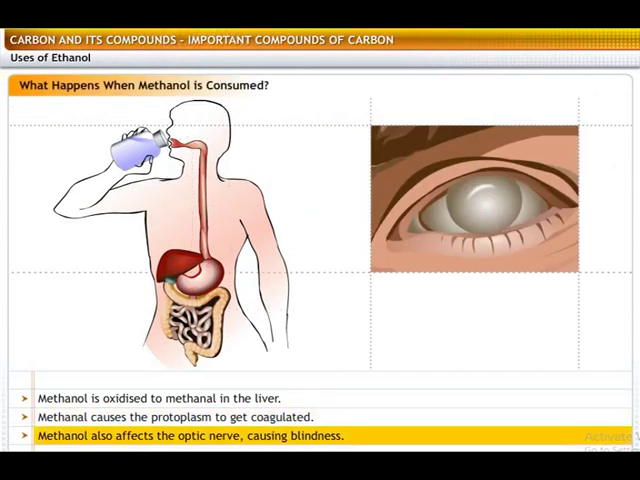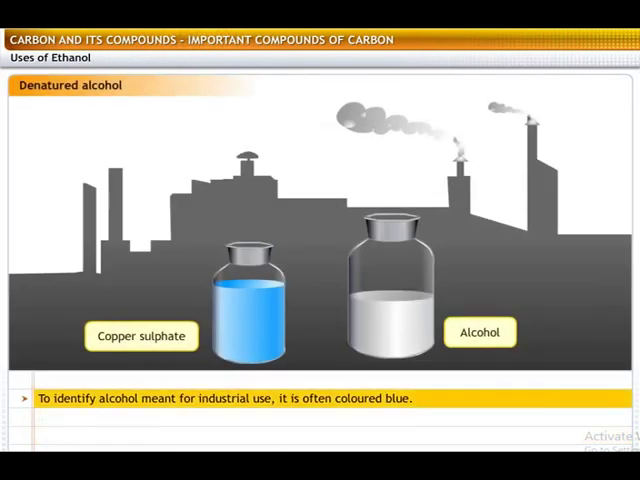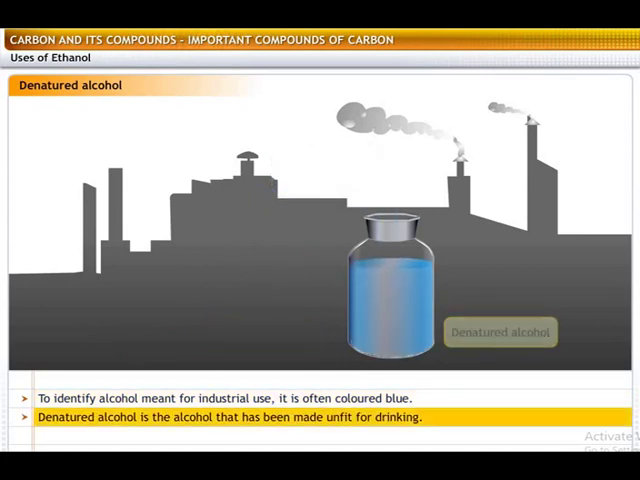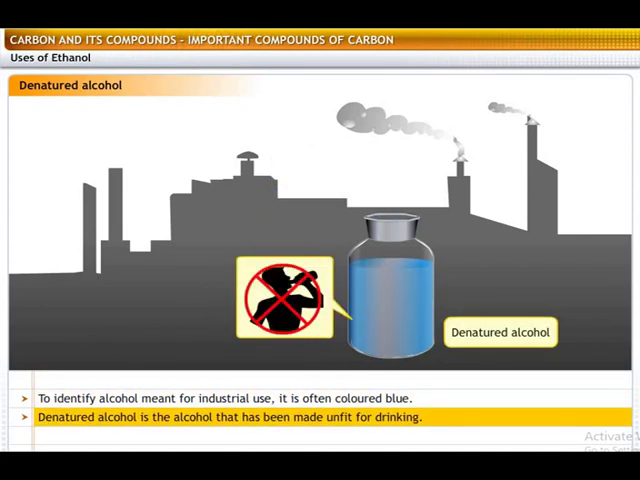Methanol also affects the optic nerve, causing blindness. To identify alcohol meant for industrial use, it is often colored blue by adding substances like copper sulfate. Clearly identifiable alcohol that has been made unfit for drinking is called denatured alcohol. The word denatured implies the removal of its usefulness as a beverage.